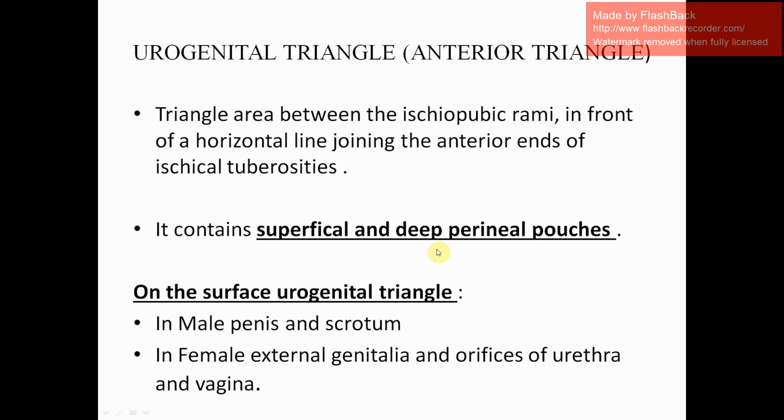Triangular area between the ischiopubic rami in front of a horizontal line joining the anterior ends of ischial tuberosity. Now, this urogenital triangle contains superficial and deep perineal pouches. On the surface of urogenital triangle, in male, penis and scrotum, in female, external genitalia and orifice of urethra and vagina.